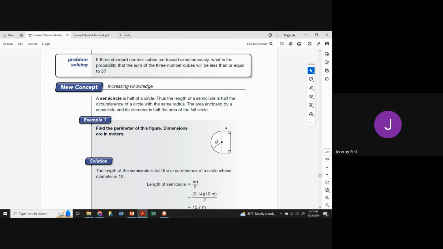Times, oh, sorry, we're finding the perimeter. So we want to find the circumference of this half circle. So 2 pi r, so 3.14 times 10, 31.4. That's the circumference if we went all the way around, but it's a half circle, so we need to divide by 2.